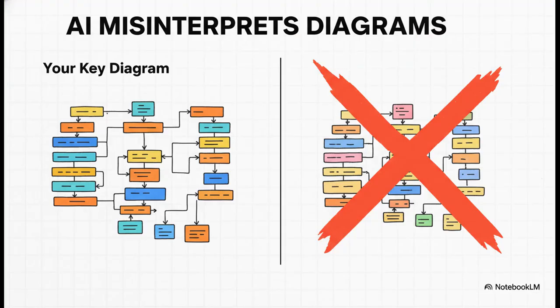Oh man, we have all been here. You have that one critical chart, that super complex architectural diagram that is the entire point of your presentation, and the AI generates some simplified, cartoony thing instead. The goal here is simple. Make absolutely sure your most important visuals get the screen time they deserve.